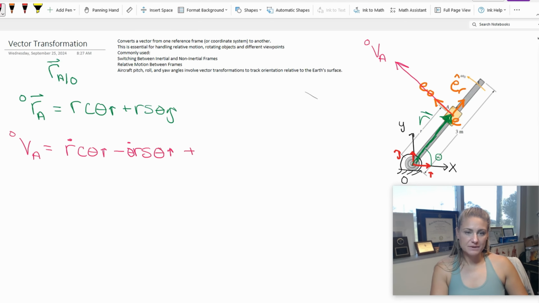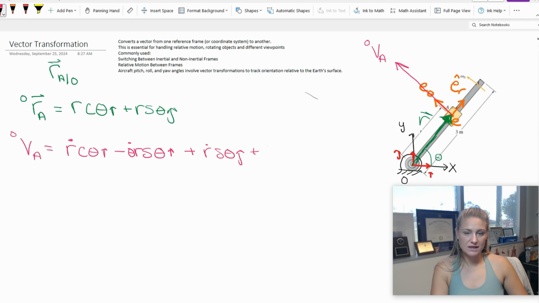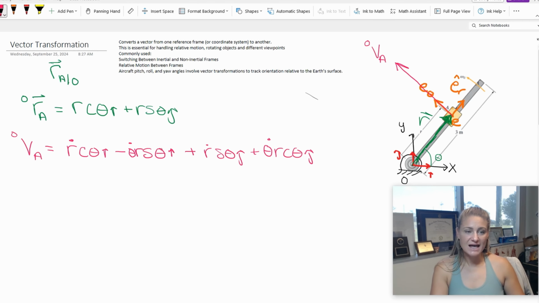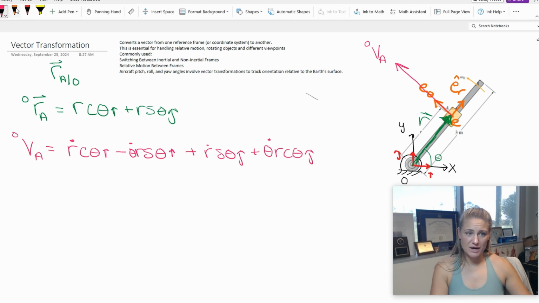Then you're going to say plus, and you have to do the same thing over here. So you're going to do the derivative of the first times the second plus the first times the derivative of the second, which is this cosine theta j. So that's what this looks like in the inertial reference frame. This will look a lot better if we represent it in the polar coordinate system.